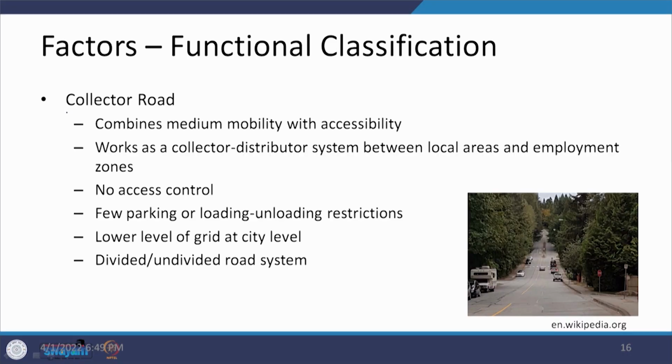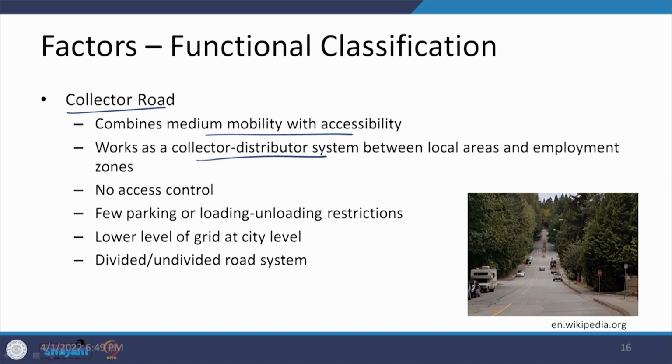Then we can talk about the collector road system, which is now going at a lower level, where we are coming towards accessibility to different areas. It is a combination of mobility with accessibility. The speeds are not going to be quite high, they are going to be medium or less than medium. They work as a collector distributor system.